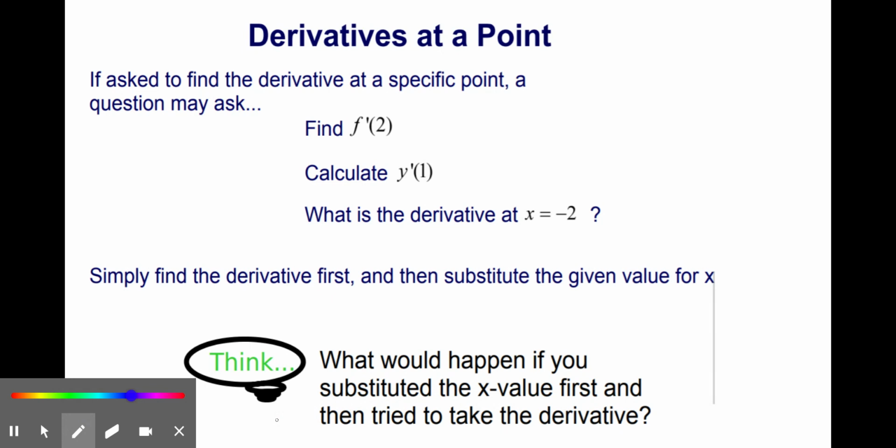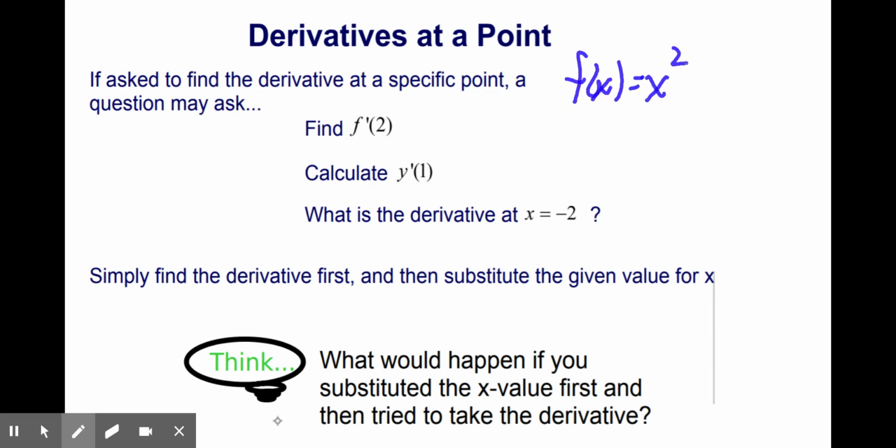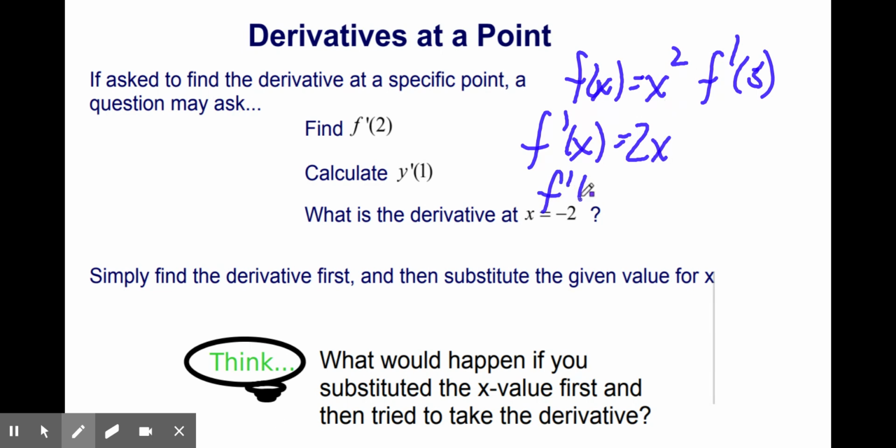Okay, so derivatives at a point, real quick. If I ask you to find f prime of 2, or ask you what the derivative is at x equals negative 2, you must find the derivative first and then plug in the number. So if I gave you f of x is x squared and I said find f prime of 5, you must find the derivative first, then plug in the number.